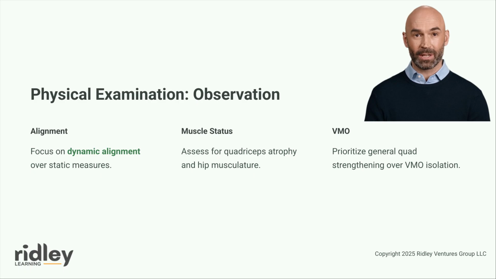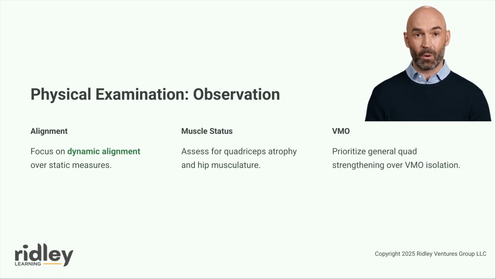The physical examination begins with observation of lower extremity alignment, muscle bulk, and gait pattern. Static alignment assessment includes evaluation of foot posture, tibial torsion, femoral anteversion, and overall limb alignment in the frontal plane. While historically emphasized, static alignment measures have shown limited correlation with patellofemoral pain and should not be overweighted in clinical decision-making. More valuable is observation of dynamic alignment during functional tasks, which captures the neuromuscular control deficits that contribute to symptom generation.